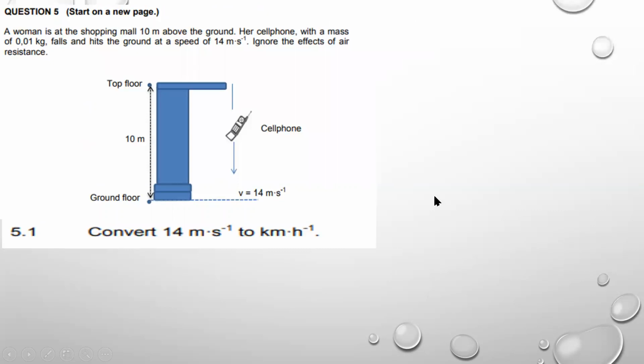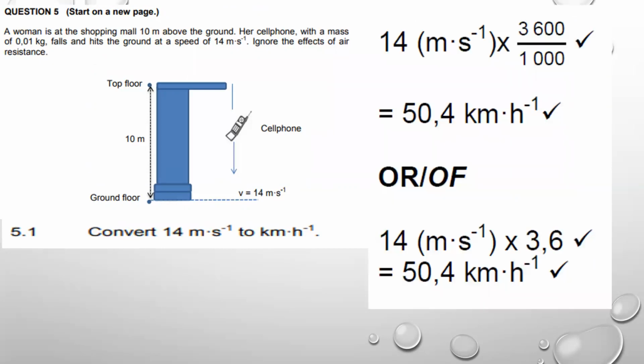Okay, question 4 done. Let's continue with question 5. Work and energy questions. Convert 14 meters per second to kilometers per hour. From meters per second to kilometers per hour, the short way is times 3.6. Short way, just use times 3.6, or the long way, people, 3,600 over 1,000. You can use this way. So from meters per second to kilometers per hour, times 3.6, but the opposite, from kilometers per hour to meters per second, divide by 3.6.